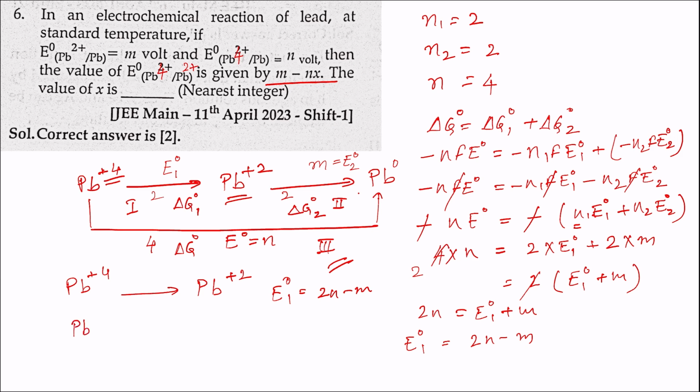Therefore, for the reverse reaction, that is lead in +2 oxidation state changing into lead in +4 oxidation state, the E naught value will be equal to minus of 2n minus m, that is m minus 2n. This is from +2 to +4. So in the question the value is given as m minus n into x. So here the value of x will be 2.